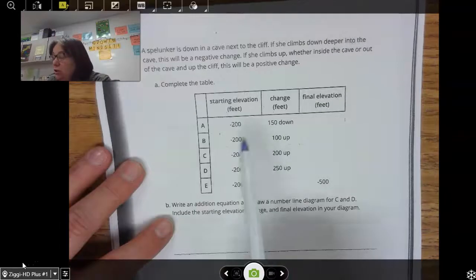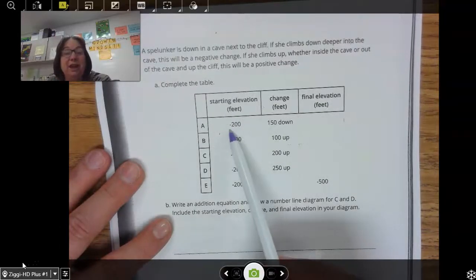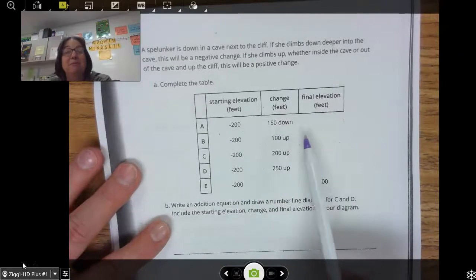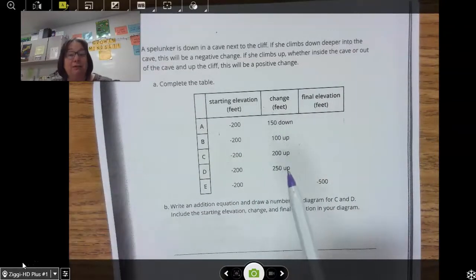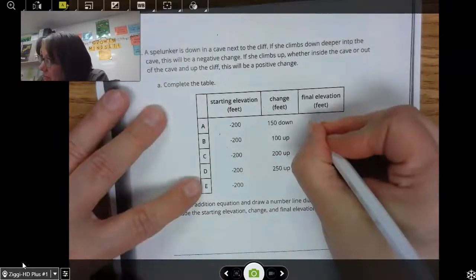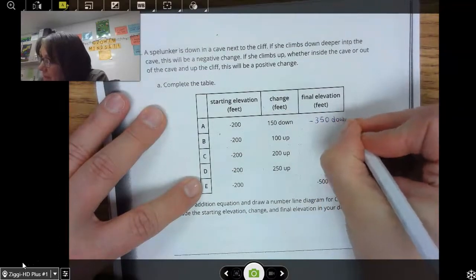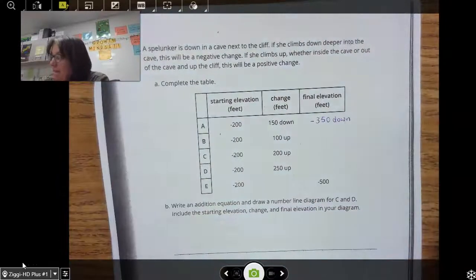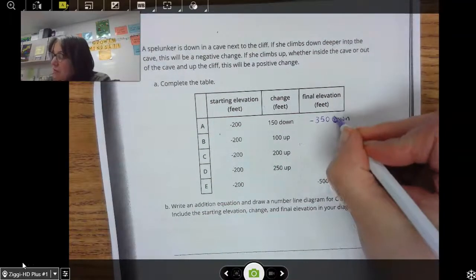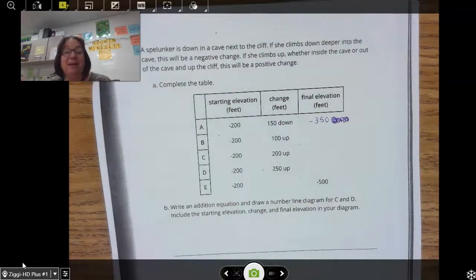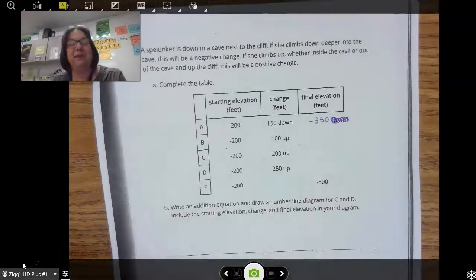So if she starts down 200, means she's inside the cave 200 feet, and then she changes and goes further down 150 feet, where is she going to be? She's at 200, so we're going to go down, would be 300. If I go down 150 more, now she's down 350 feet. So I guess we don't want to say negative 350 down. We'll just say she's at negative 350. We don't want to say that and down, because then that's like a double negative.